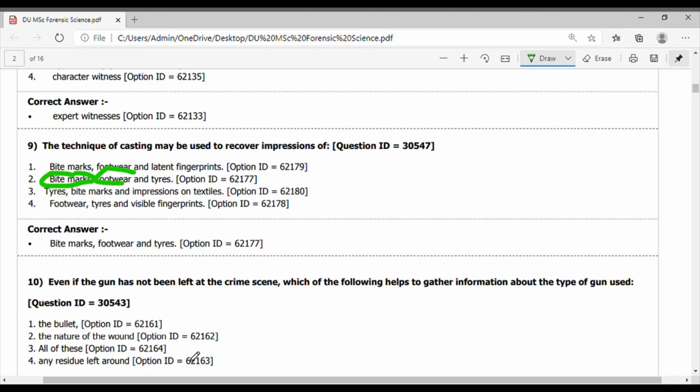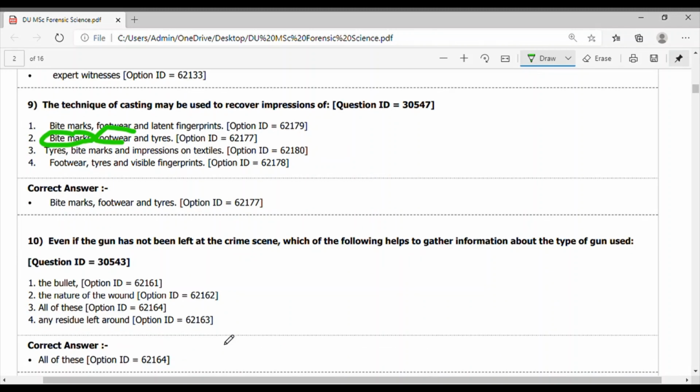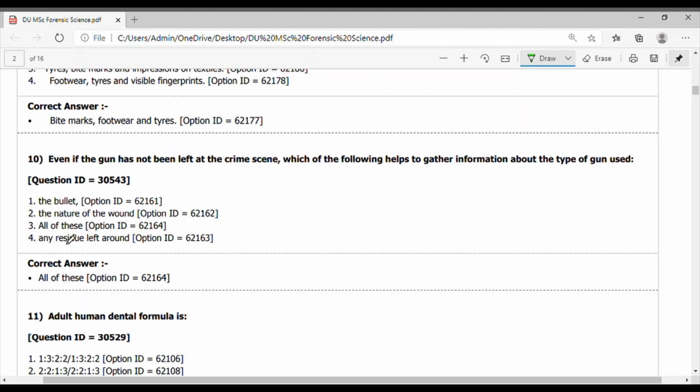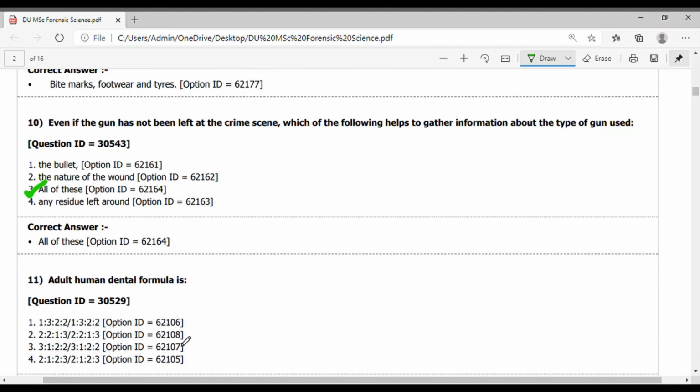We can use a bullet, the nature of a bomb, or any residue left around, or all of these. And the answer is all of these. By using these things, we can identify the gun. The answer is third.